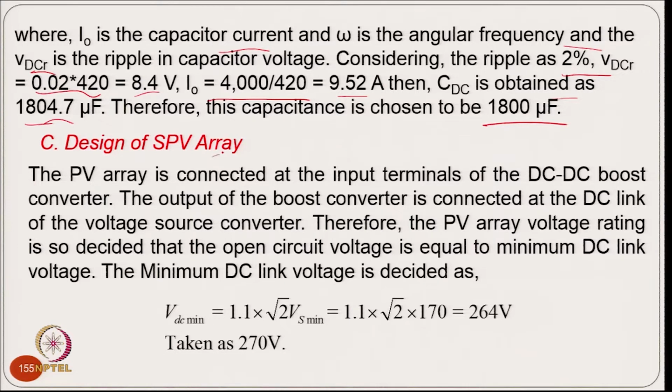Now, coming to the PV array design. The PV array is connected at the input terminal of the DC-DC boost converter, and the output of the boost converter is connected at the DC link. Therefore, the PV array voltage rating is decided so that the open circuit voltage equals the minimum DC link voltage, which is typically 1.1 into root 2 times Vs minimum. This comes to 1.1 root 2 into 170, which is 264, and that is why the PV voltage is typically taken as 270 volt.